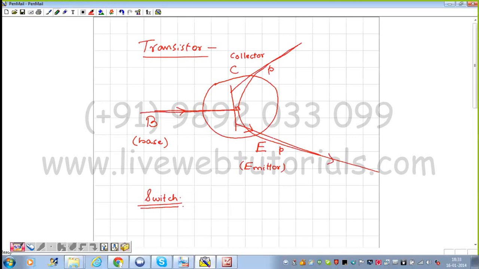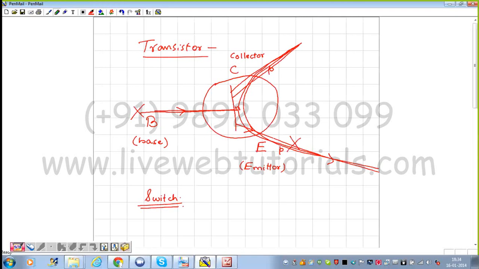The value of base current is very small, while the value of emitter current, collector emitter current, is very large. So a small amount of base current is able to operate or allow a large amount of collector current. This is going to be the position of the transistor when it is in on condition. Suppose if the base current is not there, in that case the collector current will be blocked over here. There will be no emitter current as well.